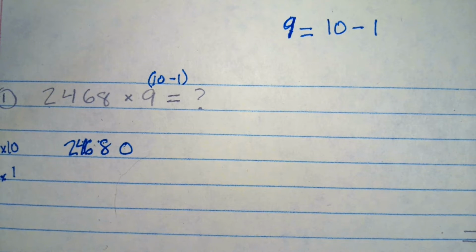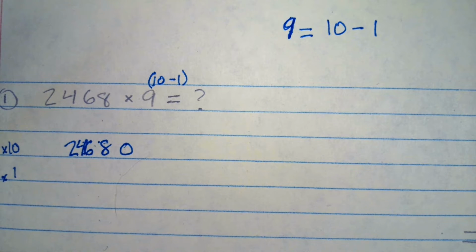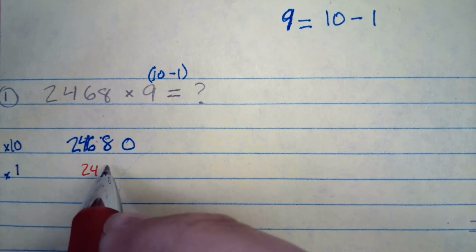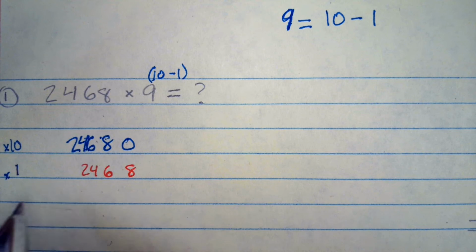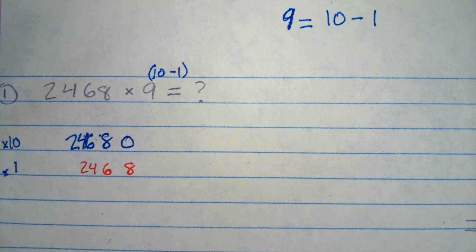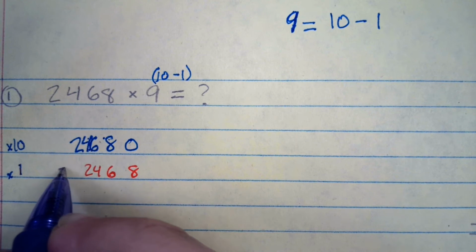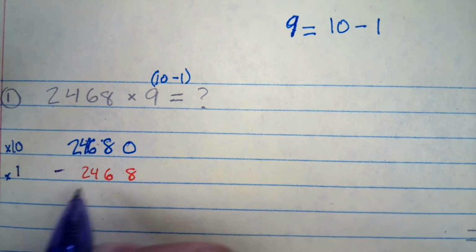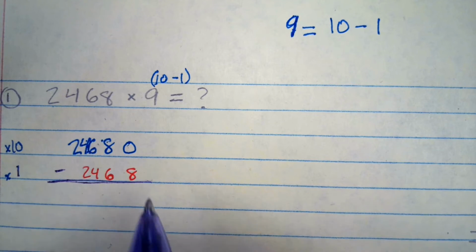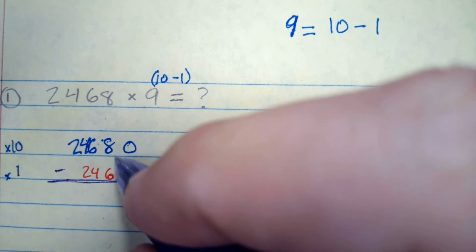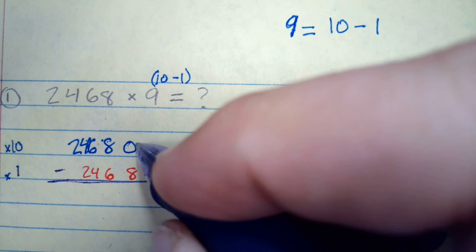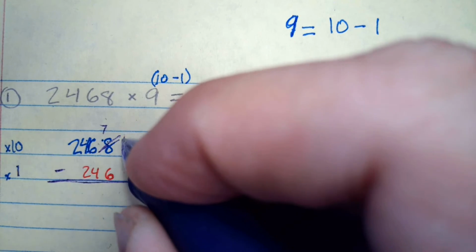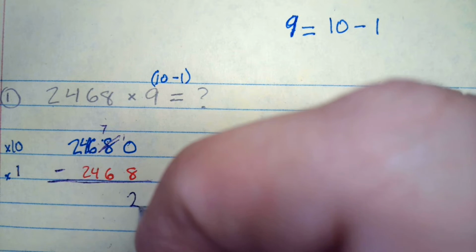And then I'm going to need my ones version of it, which looks like this. 2, 4, 6, 8. And then I'm going to need to subtract. Okay, so there's the 10, there's the 1, there's the subtract. So, using our subtraction algorithm, I can see that I start at the right. So I've got 0, I don't have anything to use, so I'm going to borrow 1. So 10 minus 8 is 2.